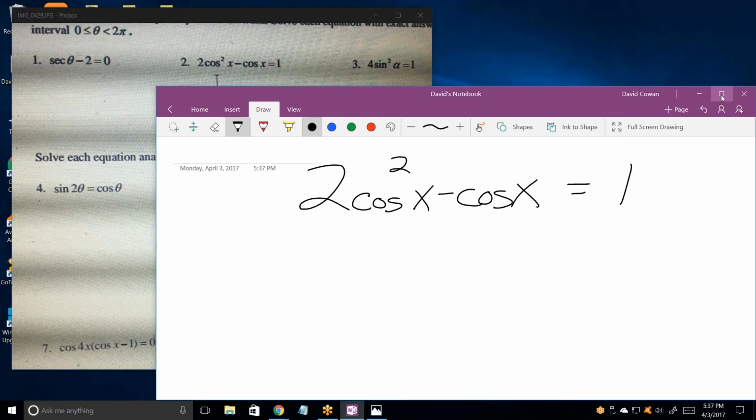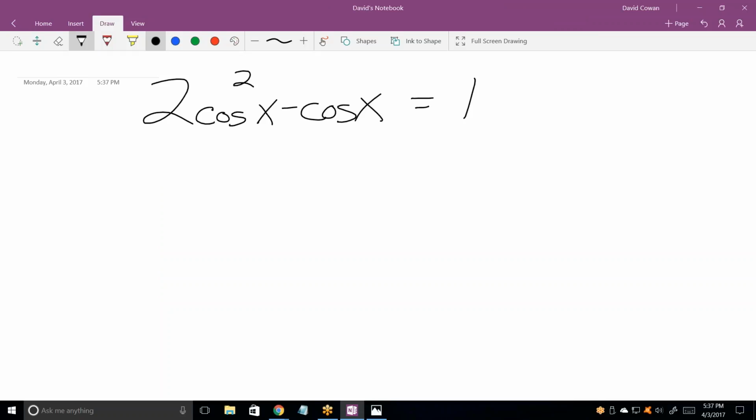Any ideas what we should do here? Again, x is going to be between 0 and 2 pi. Well, what we did in class, we factored it, so we could subtract the 1 and then factor everything. That's the correct way to do it. In other words, what we're looking at is a quadratic. In fact, I call it a quadratic in disguise. It's not a quadratic in x, it's a quadratic in cosine x.